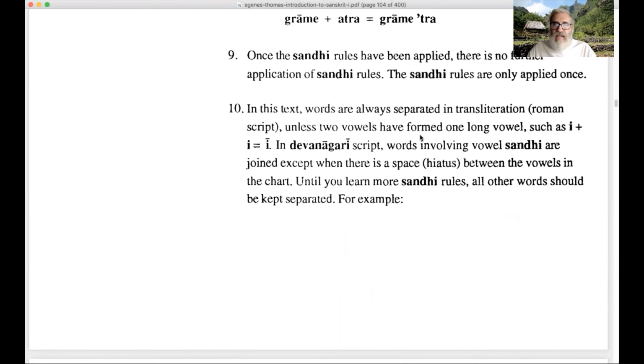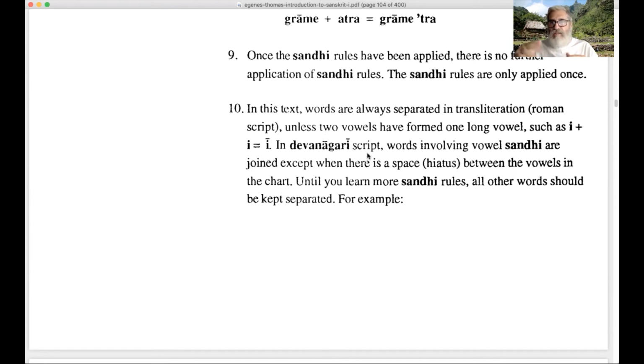Okay, so in this text, words are also separated in transliteration, Roman script, in this whole book. So when you're in doubt, look at the transliteration, don't look at the Devanagari, and you'll see how the words are separated out. Unless two vowels are forming one long vowel, right? For instance, short I and long I become long I, short I and short I become long I, or short A and long A become long A.